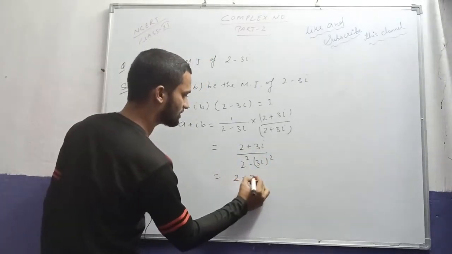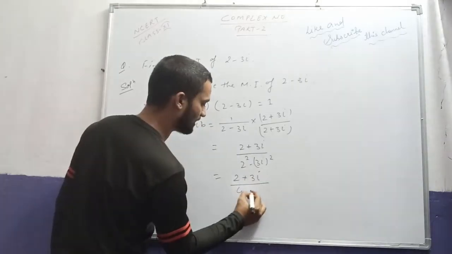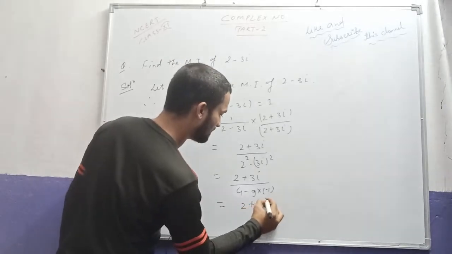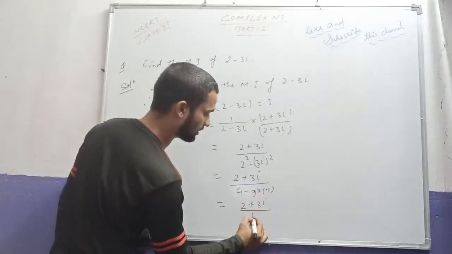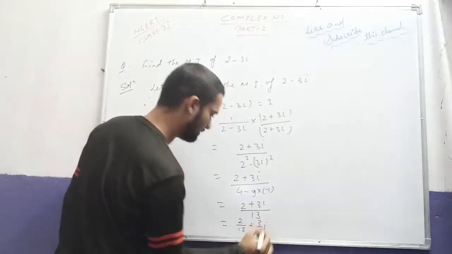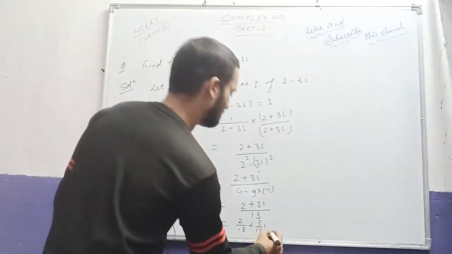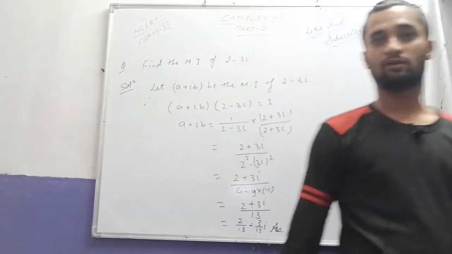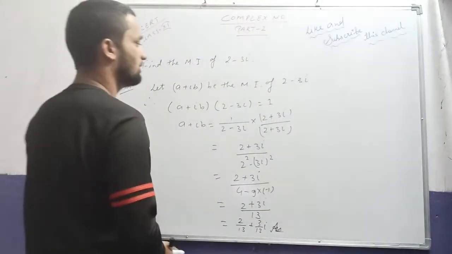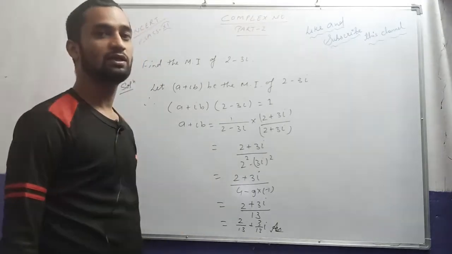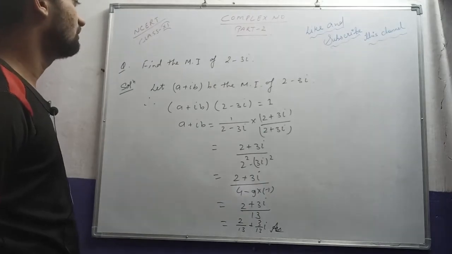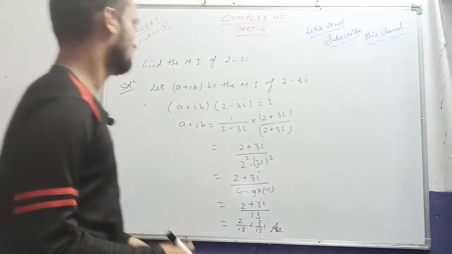So this will be 2 plus 3i upon 2 square, which is 4, minus 3i square, which is 9 into i square, which is minus 1. So 2 plus 3i upon 4 plus 9, which is 13. So this can be written as 2 by 13 plus 3 by 13 i. So this will be the final answer of the multiplicative inverse. Formulas are also there, but I think this is the easiest way to find the multiplicative inverse. So this will be very easy for you, I think.